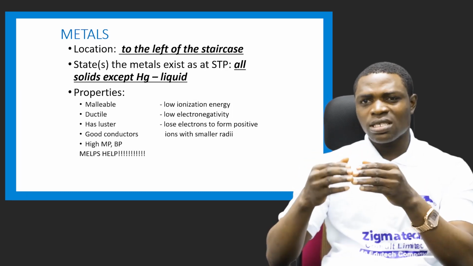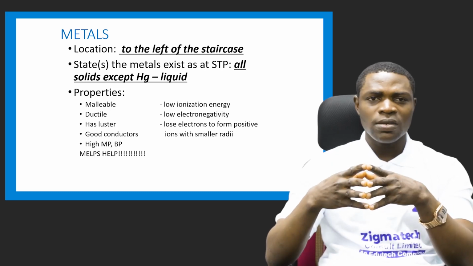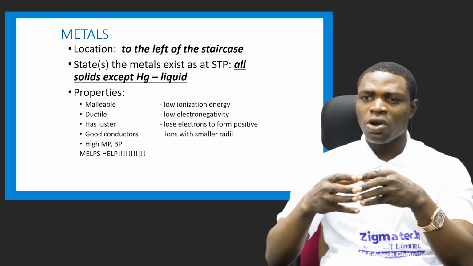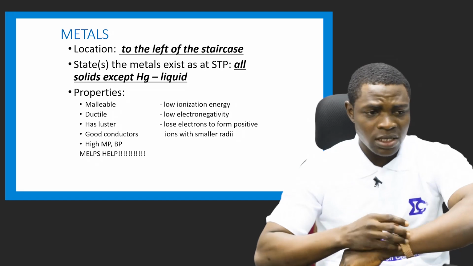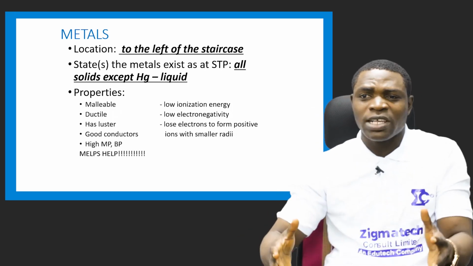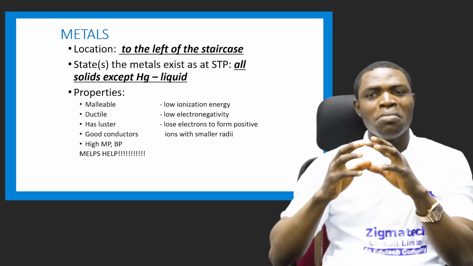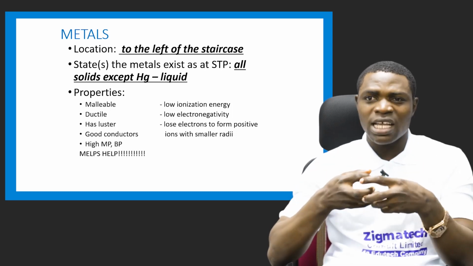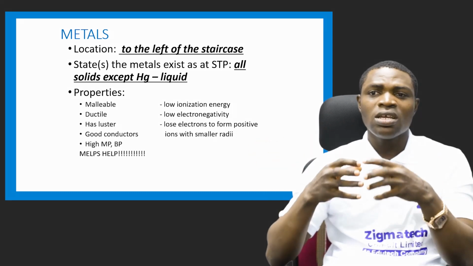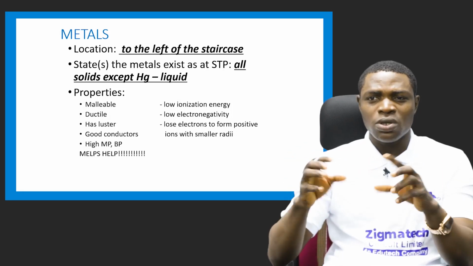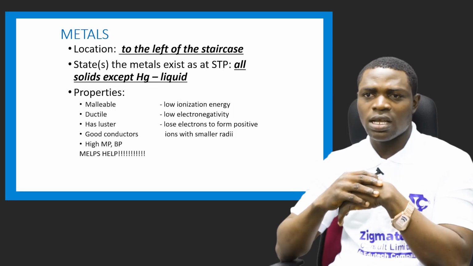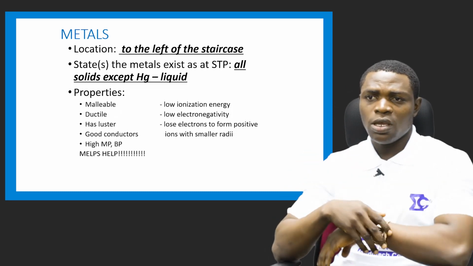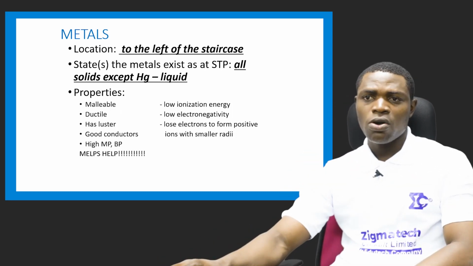And you need to understand that they have low ionization energy, they have low electronegativity, they lose electrons to form positive ions with smaller radii. This is very important. I've seen this in past questions. You need to know that metals generally have low ionization energy. The energy with which electrons are lost from their valence shell is very low. So they have generally low ionization energy. They have low electronegativity. They lose electrons to form a positive ion with a small radius.